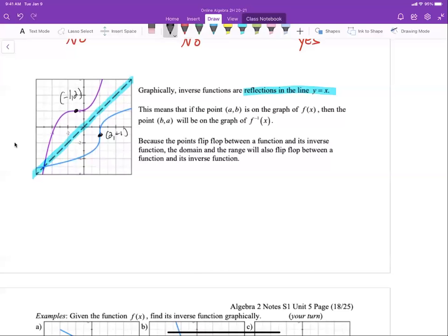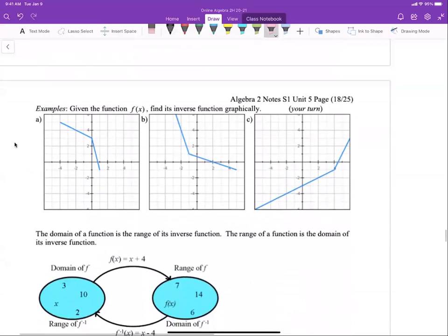Now we're going to have to practice this, but because these points flip-flop between the x and y, whatever the domain was of my original becomes the range of my inverse, and vice versa. So the domain and range will also flip-flop.